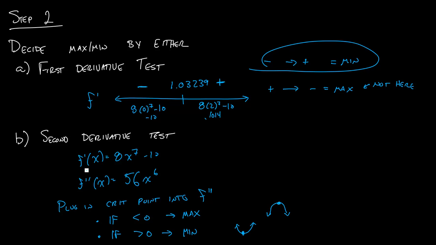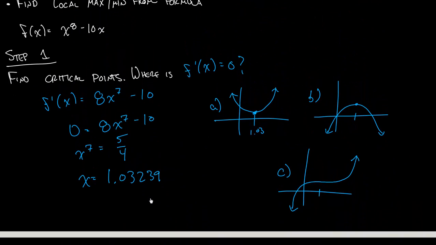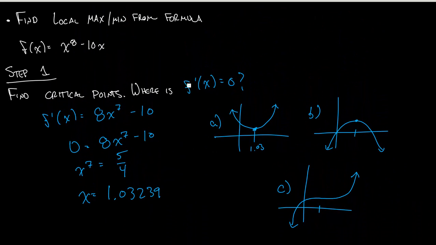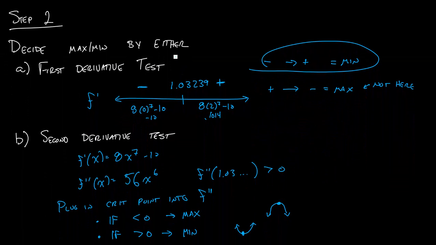Notice here, if we plug in 1.03, f double prime of 1.03 is in fact greater than 0, which tells me that I would have a minimum. So the whole point of this problem, let's go over finding local maxes and mins. The big idea is to find your critical points by setting f prime equal to 0 and solving, and then decide whether each of those critical points is a maximum or a minimum by using one of these two tests, whichever happens to be more comfortable to you: either this number line or just plugging those points into the second derivative.